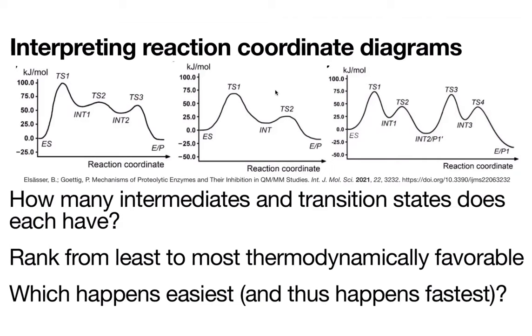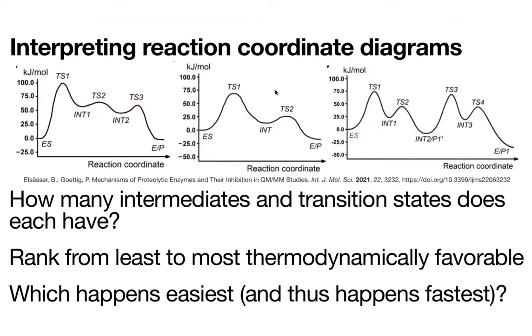So why don't you try to answer these following questions. How many intermediates and transition states does each have? Rank them from least to most thermodynamically favorable, and tell me which happens easiest and thus fastest. Okay, let's start with how many intermediates and transition states. They made it kind of easy in these figures because it's labeled int and TS3 or TS, so intermediate and transition state, but you would be able to know based on looking for the troughs. And so each of these is an intermediate, and then each of these is a transition state.